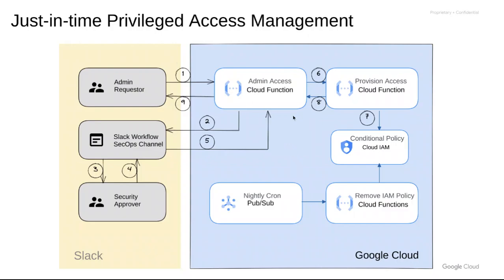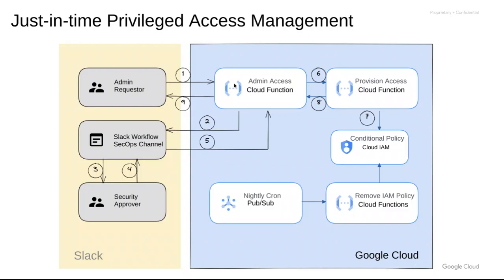So this is a high level overview of the setup that I've implemented. I use Slack as the primary interface channel for anybody on this team to request access and for approvers in the security team to approve this access. The backend for this workflow is implemented using cloud functions, and this is how the workflow goes. So you have a person, an admin requester, who raises this request for an access. It uses a slash command, which I'll show you later in a demo.